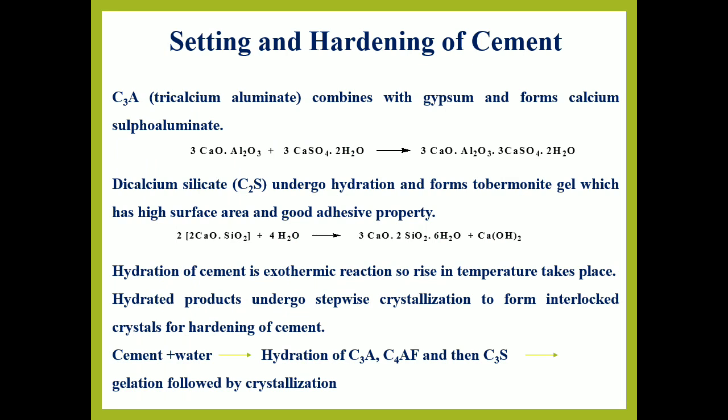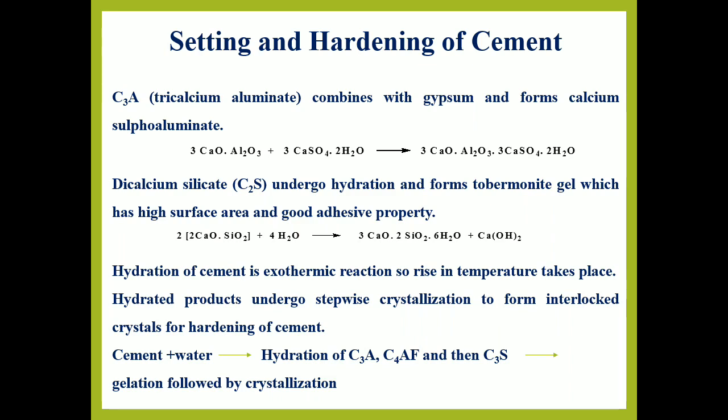Now, dicalcium silicate also takes up water molecules and forms the tobermorite gel, which has a very high surface area. Here we can see in the reaction that 2 moles of dicalcium silicate combine with water and form the tobermorite gel with calcium hydroxide. All these reactions are very exothermic, so the temperature rises, and all these hydrated products undergo the crystallization process where interlocking occurs and the cement hardens.